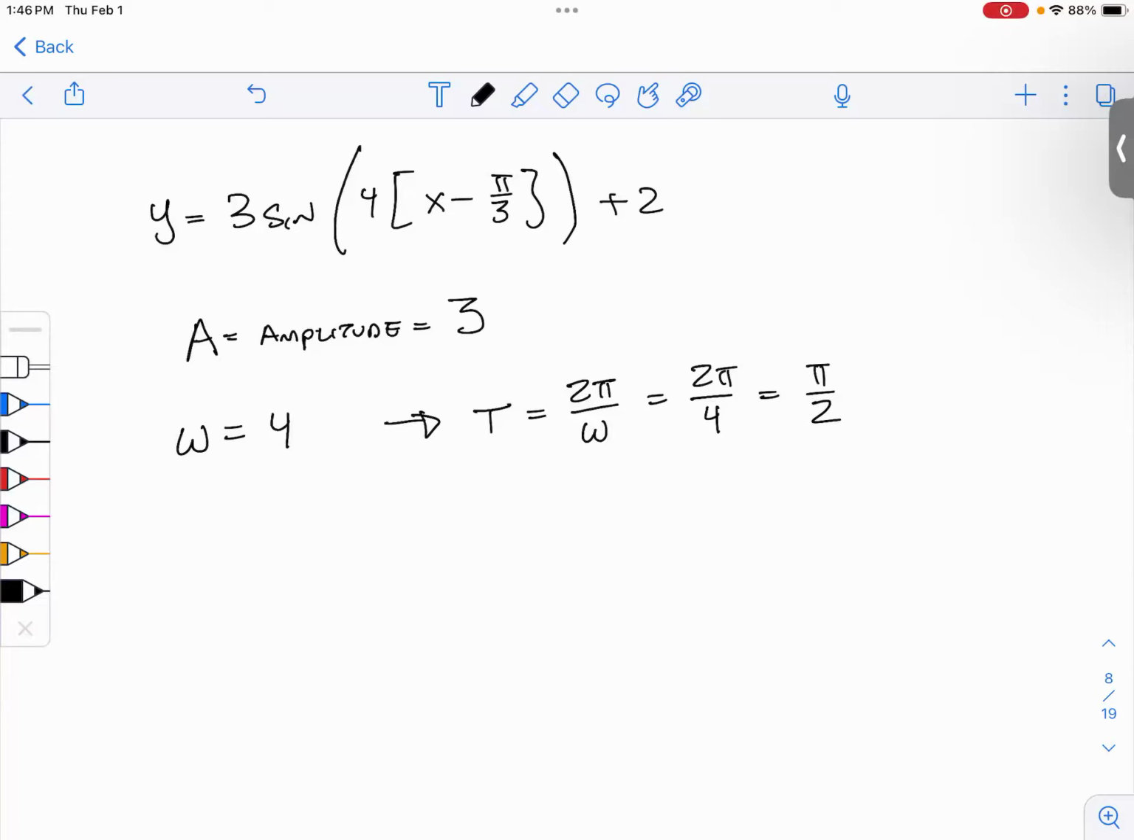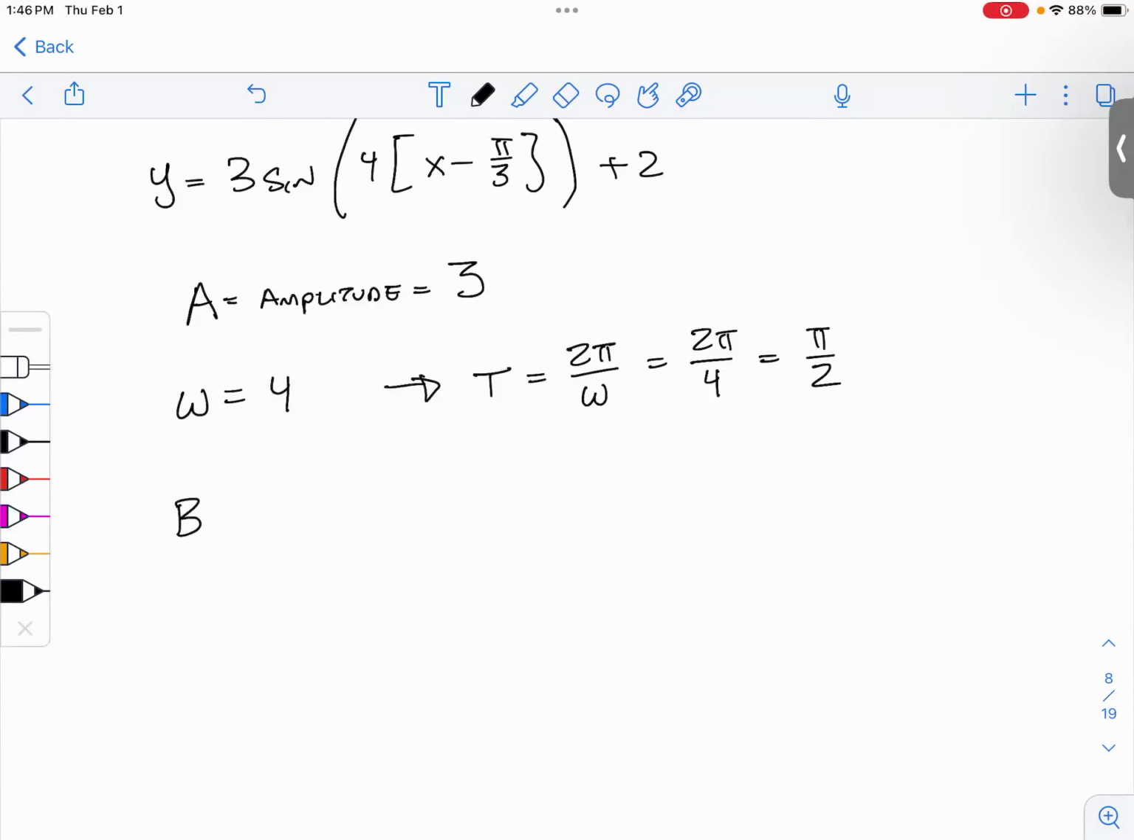So, the typical sine graph has a period of 2 pi. This has a period of pi over 2. So an entire rotation of this graph is going to happen every pi over 2. And we're going to plot this on our calculator too and see how much worse the calculator becomes. This is why there is no good way to do this on the calculator.